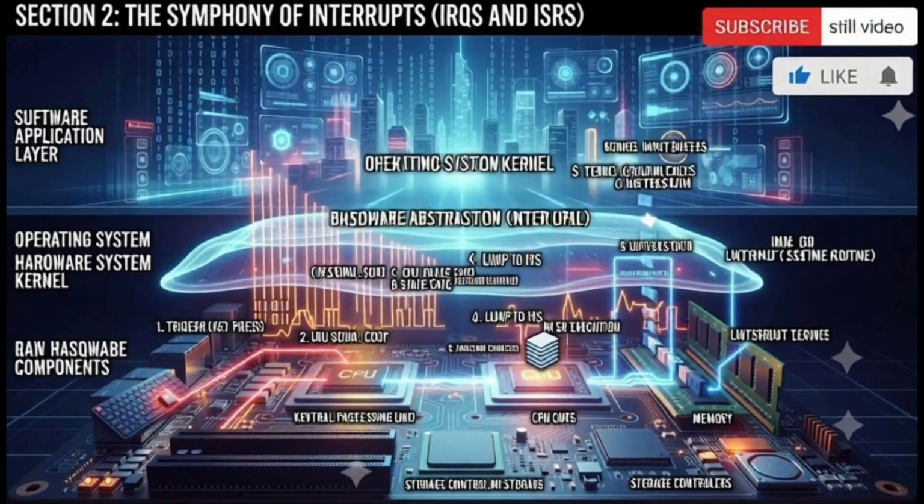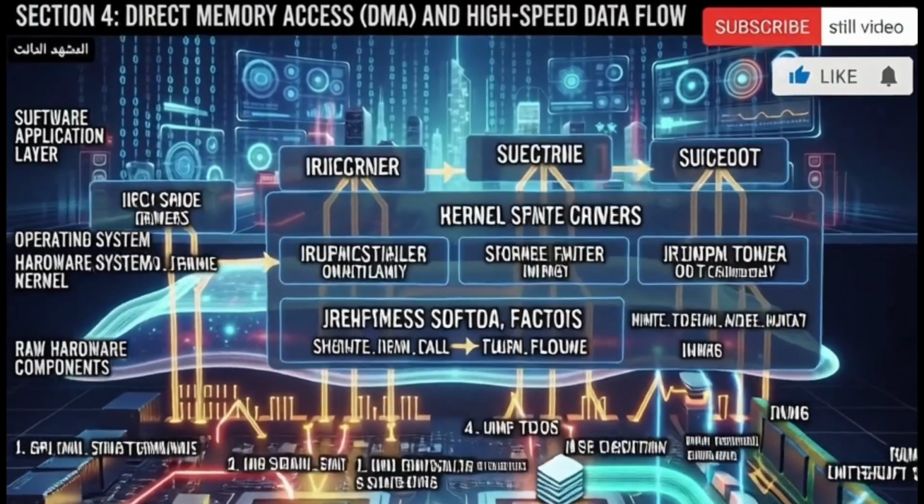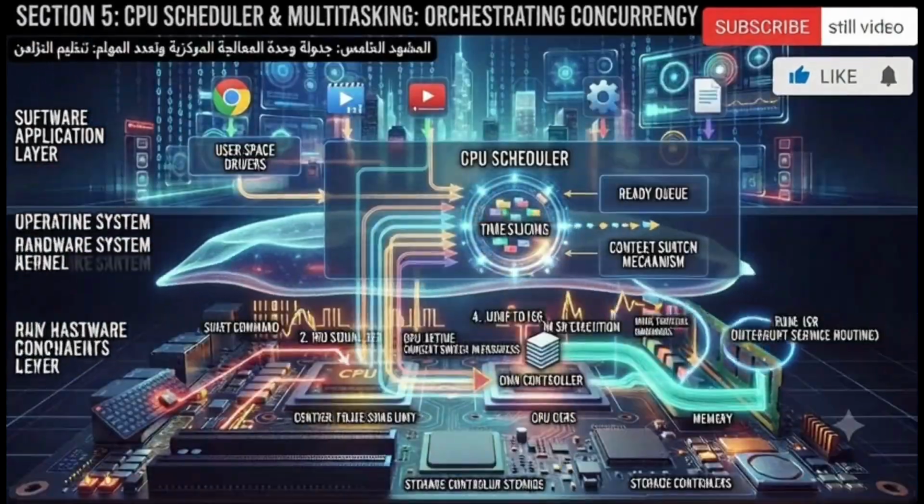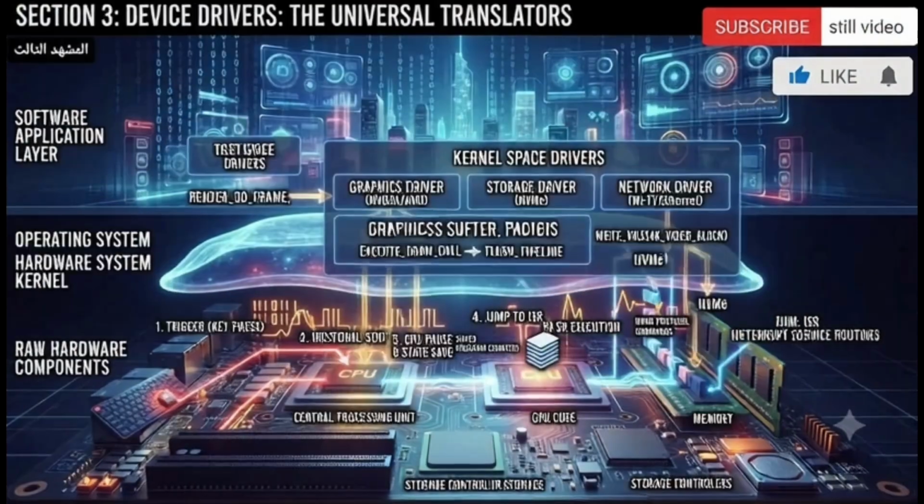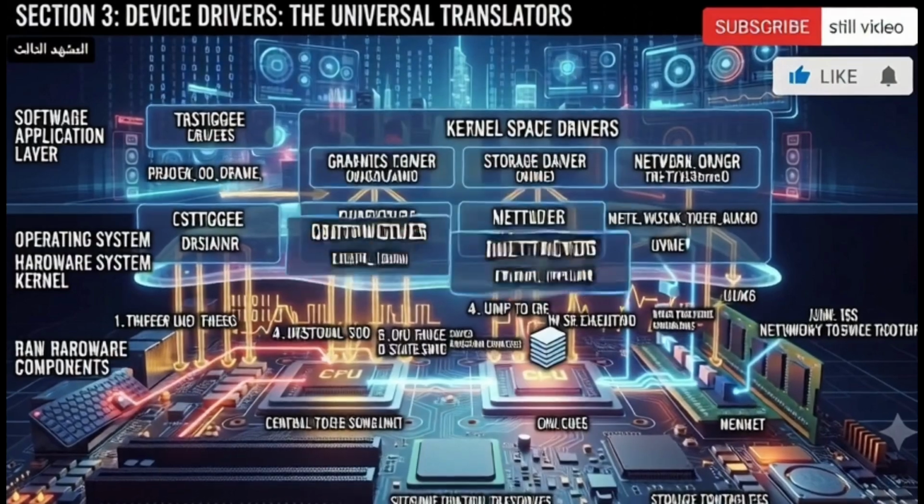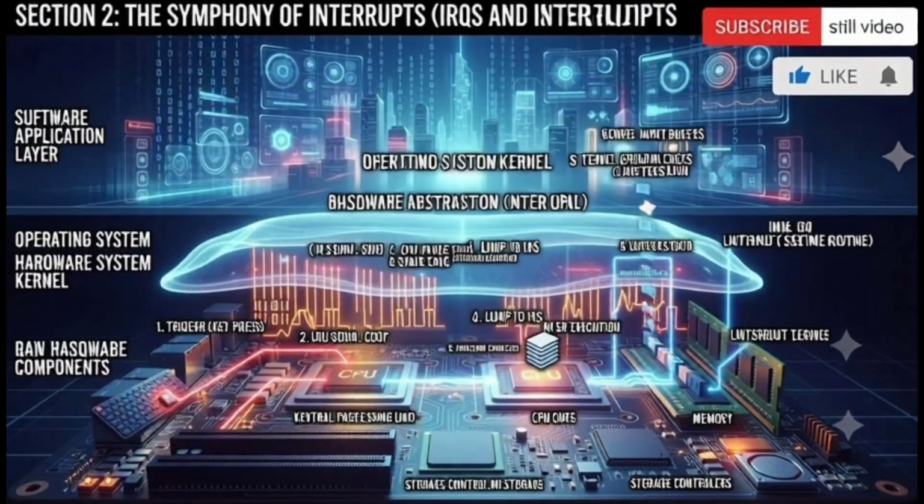The trigger: when you press a key, the keyboard controller sends an electrical pulse down an IRQ line to the system's interrupt controller. The pause: the CPU instantly suspends its current execution thread, saves its exact state, registers, and program counter to the stack, and jumps to a specific memory address containing an interrupt service routine, ISR.